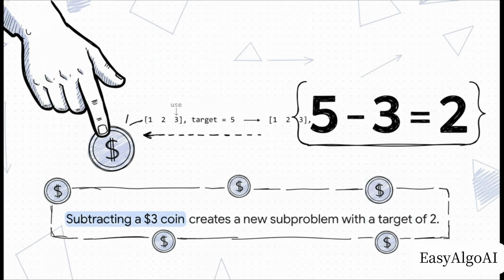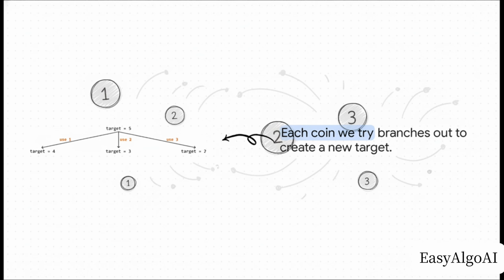Think about it. If our target is 5 and we test out using a $3 coin, we just subtract 3 from 5. Now our new target is 2. The whole problem has shifted. We now need to find the minimum number of coins to make $2. We basically took a big problem and broke a piece off to make a slightly smaller problem. But here's the thing. The computer doesn't actually know which coin is the best choice right off the bat, so it has to try all of them.